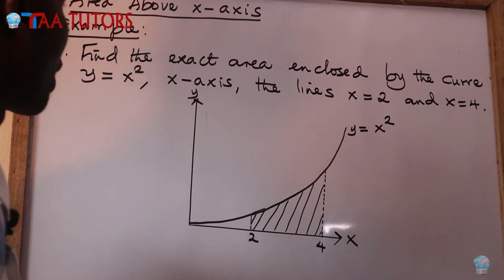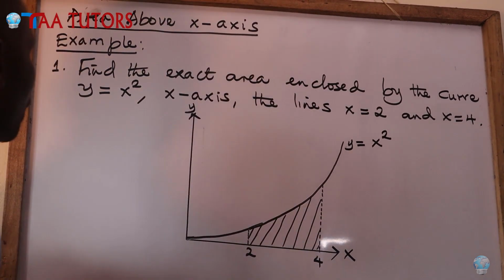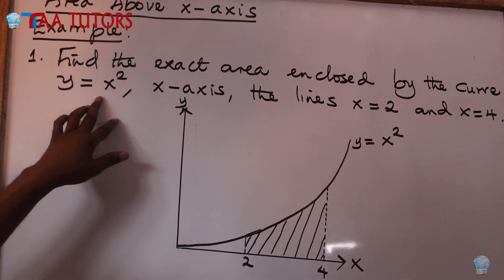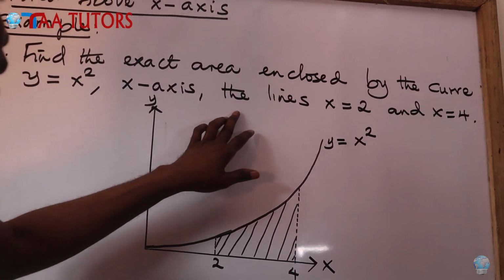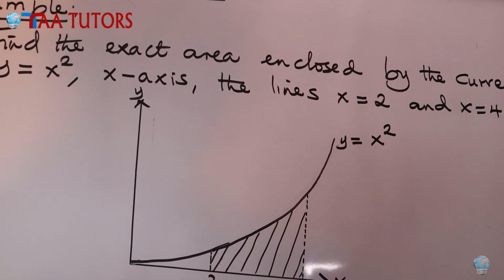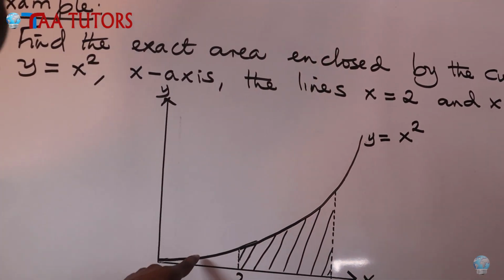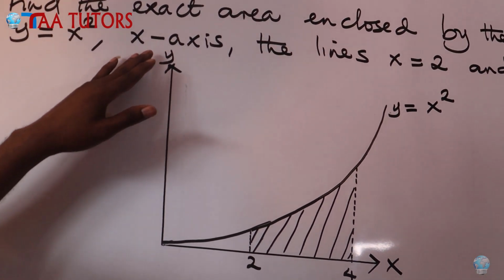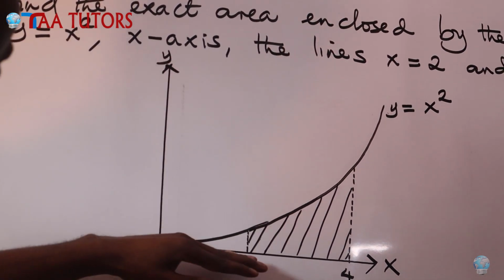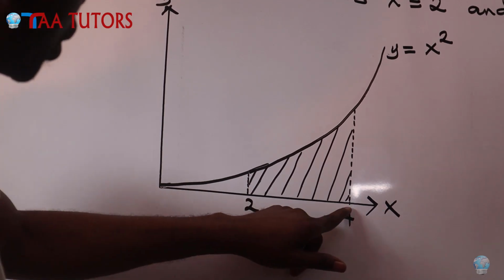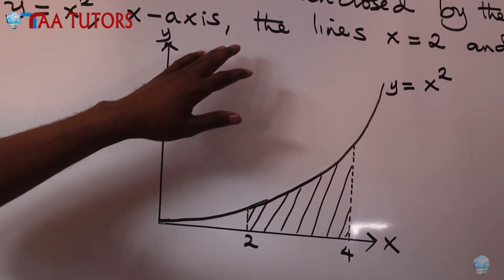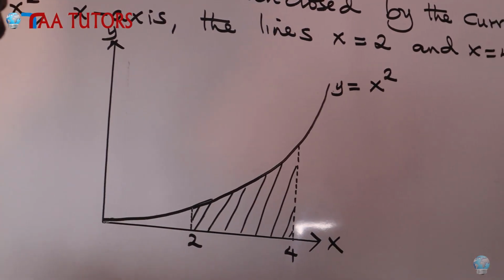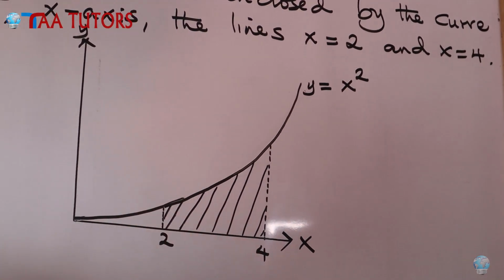Now we have example 1 here, and it says find the exact area enclosed by the curve y equals x squared, the x-axis, the lines x equals 2 and x equals 4. You realize that the curve is this part here. Another line enclosing this area is x equals 2, this line here on the x-axis. Then the boundaries are x equals 2 and x equals 4. So we need the area which we have shaded there.